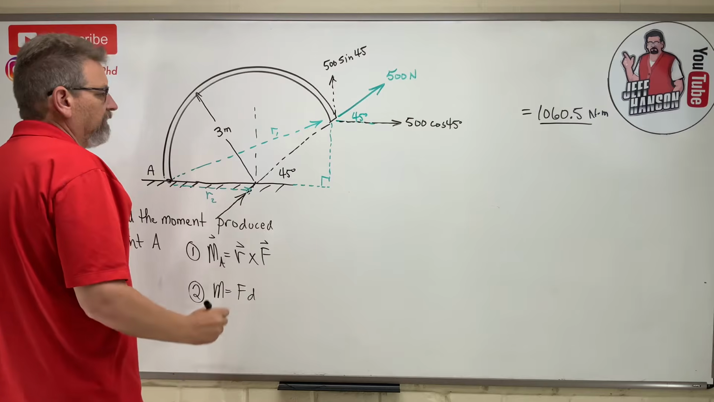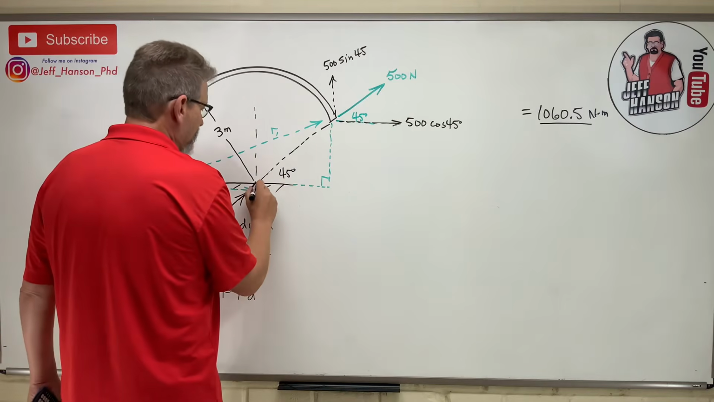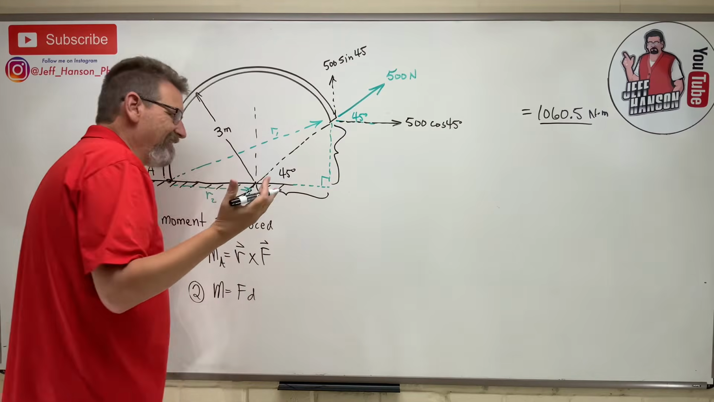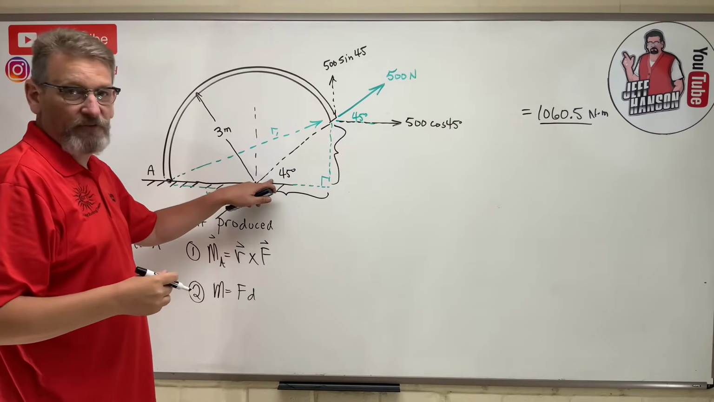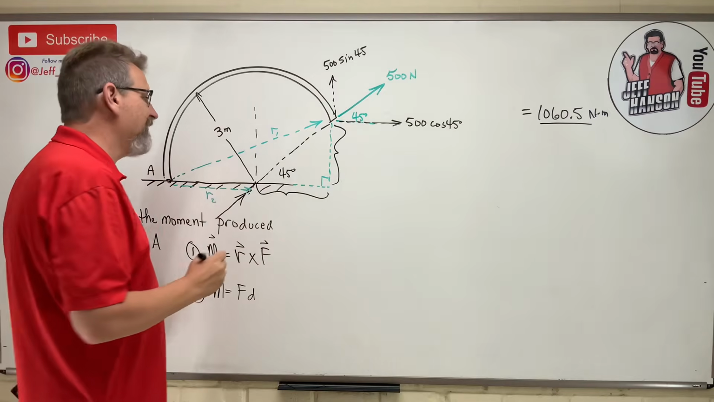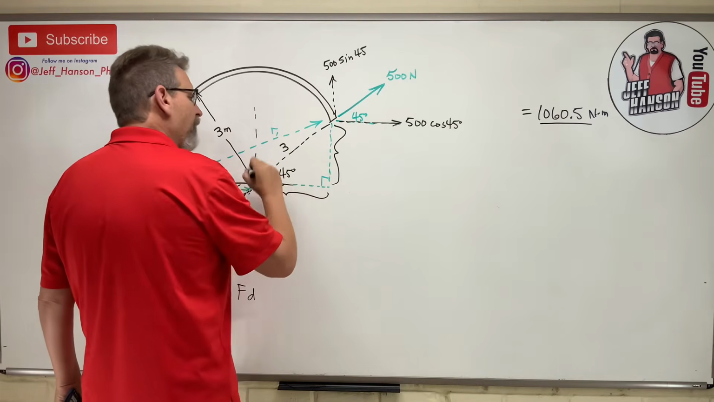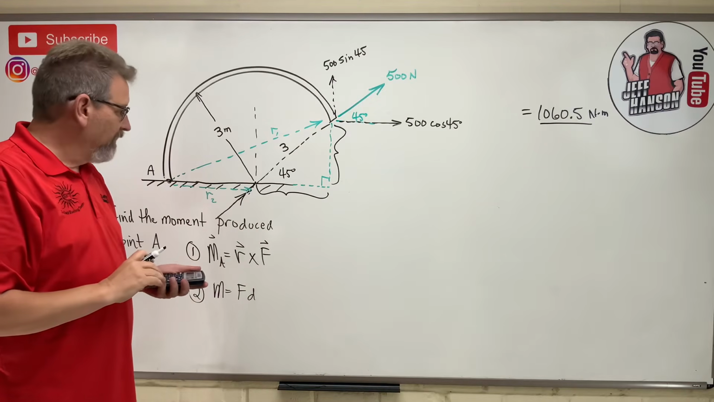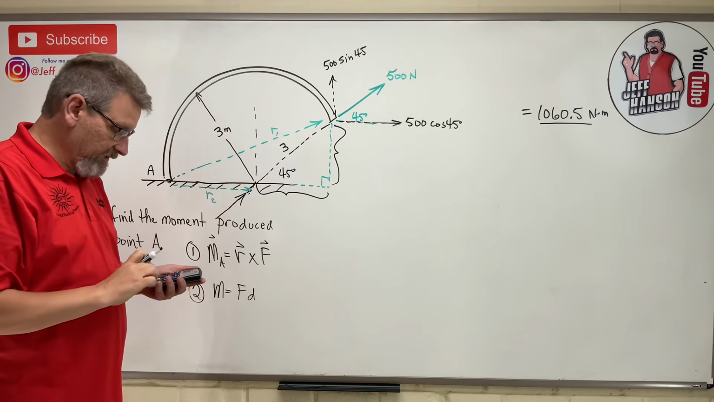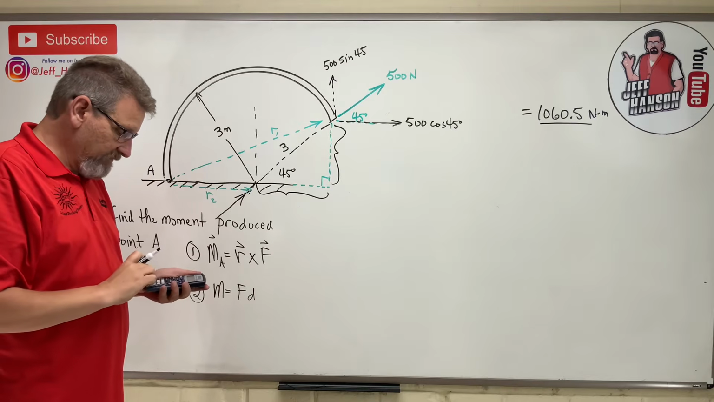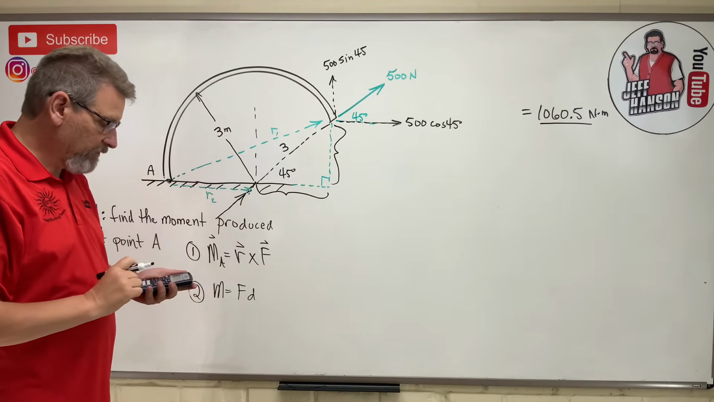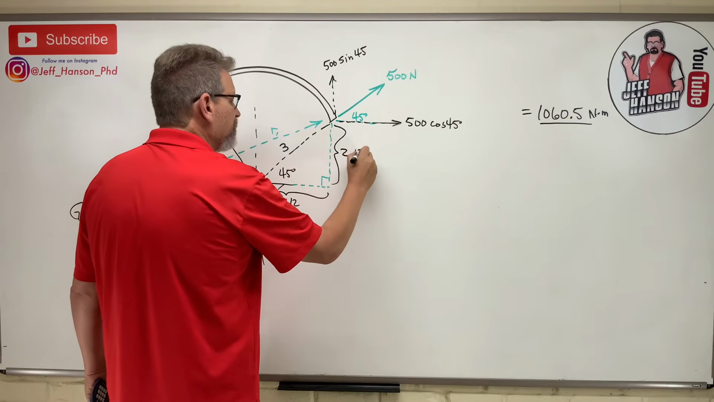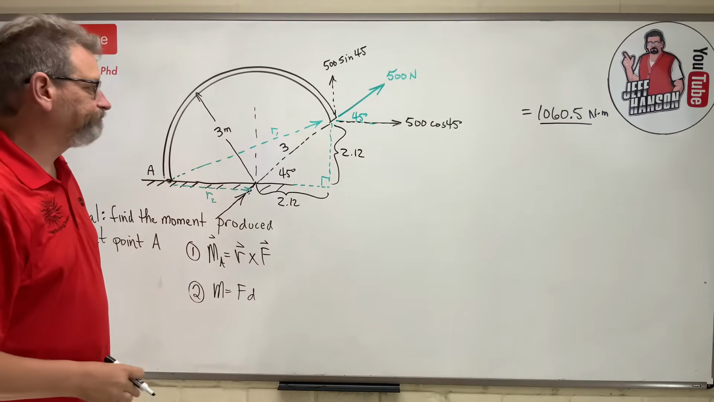Okay, let's see. I need this right here, and I need this right here. These 2 distances. Now, since that's a 45-degree triangle, I know these 2 distances are the same. As a matter of fact, this hypotenuse right here has to be 3, doesn't it? It's a radius. So you know what that distance is? 3 times 0.707, 2.12. So this side's 2.12. This side's 2.12.